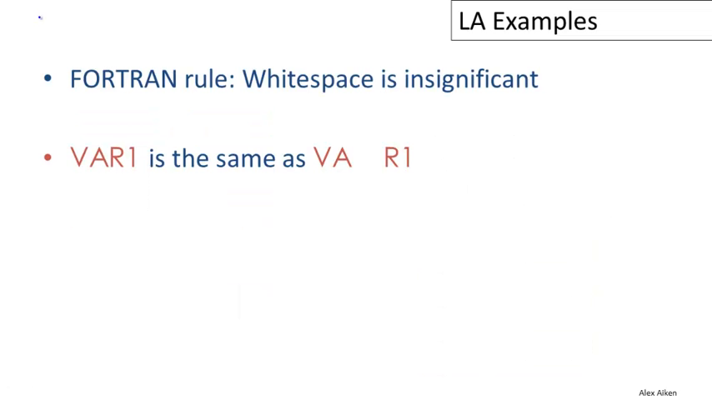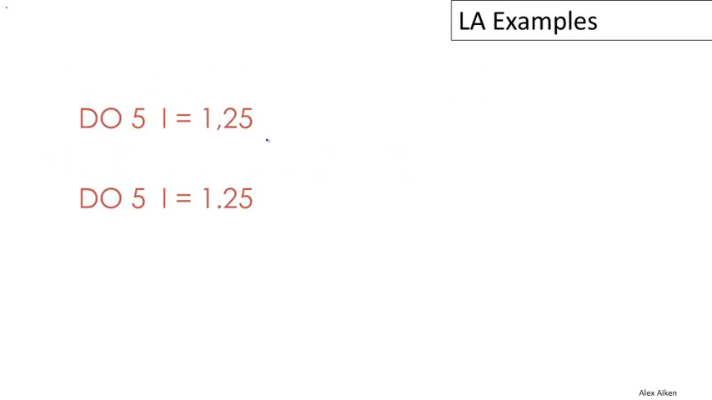So we've already talked a little bit about Fortran, and one of the interesting lexical rules in Fortran is that white space is insignificant. So white space doesn't matter, and something like var1, which could be a variable name, is exactly the same as va space r1. So these two program fragments have to mean exactly the same thing. The idea in Fortran is that you could take your program and delete all the blanks from it, and that shouldn't change what the program means at all.